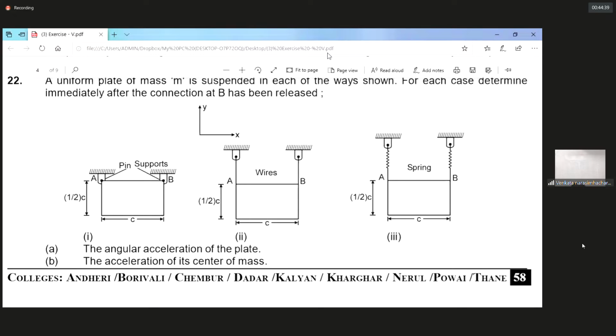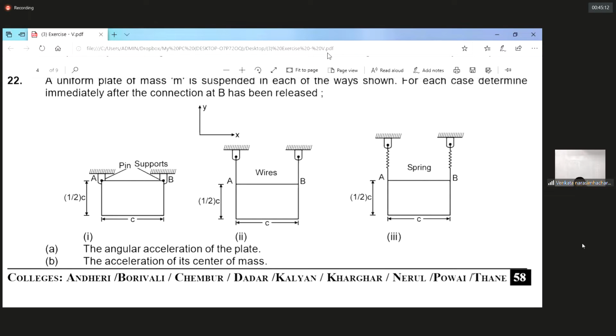Can you explain what the difference will be between the pin and the wire? Wire is flexible, pin is hinge. Wire can swing. So, sir, in the first case, we can take torque about A, no? Perfect. About the hinge you can take, and it is suggested that you take the torque about A, and then apply parallel axis theorem and solve. Right.